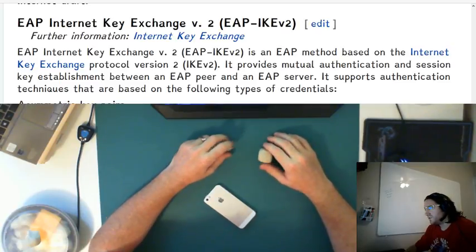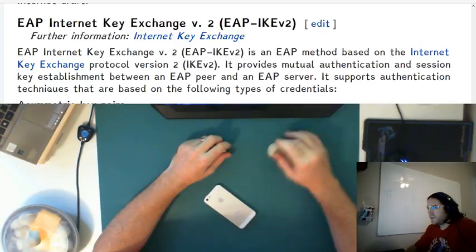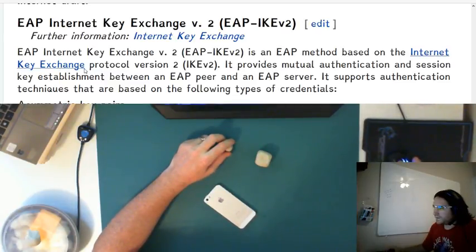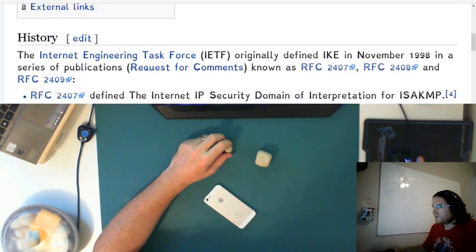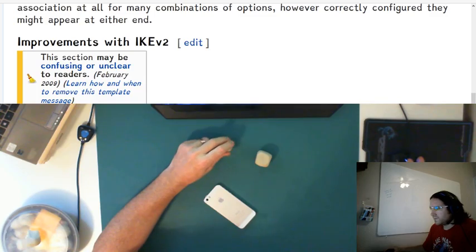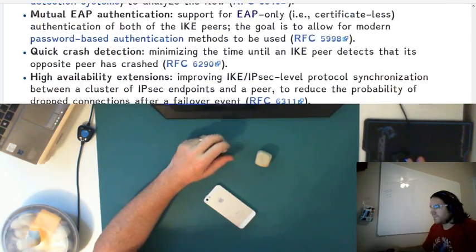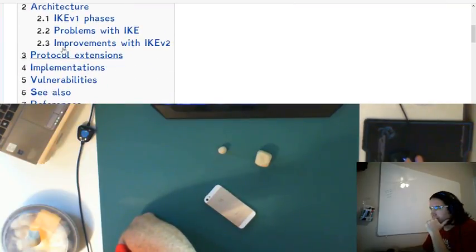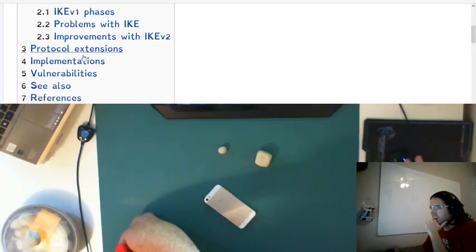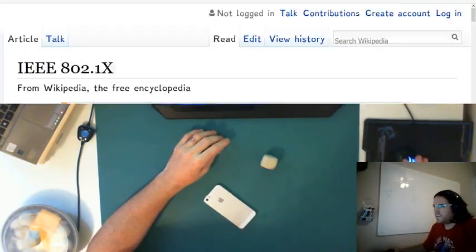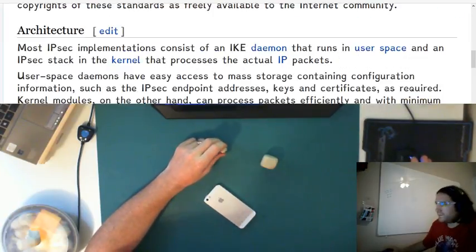EAP Internet Key Exchange, EAP IKE v2. EAP Internet Key Exchange v2 is an EAP method based on the Internet Key Exchange Protocol version 2. So what does that mean? What is the Internet Key Exchange? History, architecture. Okay, where is V2? Okay, so that's in the architecture. So before we can go to EAP IKE v2, we have to look at IKE.